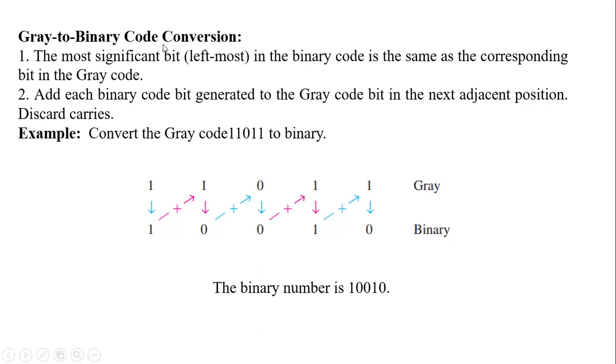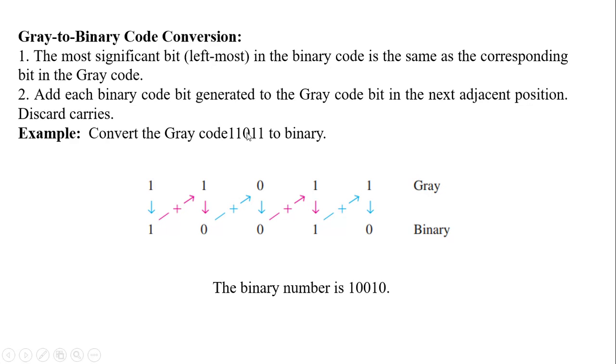Gray to binary code conversion. How to convert a gray code to binary. So this is the procedure. The most significant bit, the leftmost bit in binary code, is the same as the corresponding bit in the gray code. So put it down as it is. So this bit in both gray code and binary code is the same. Add each binary code bit generated to the gray code bit in the next adjacent position. Discard carries.